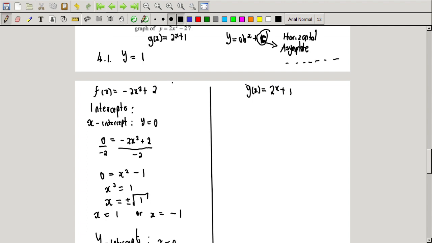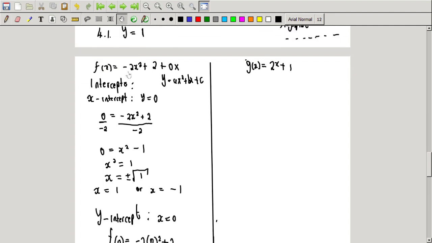So the parabola is in the form y is equal to ax squared plus bx plus c. Here's the b. Because c is the constant, it means the b is equal to 0x. So let's go down. Then our a is -2.